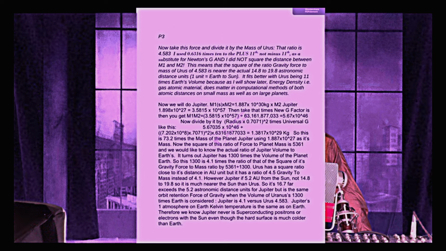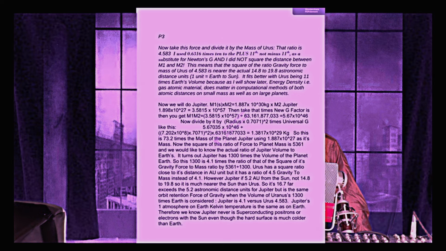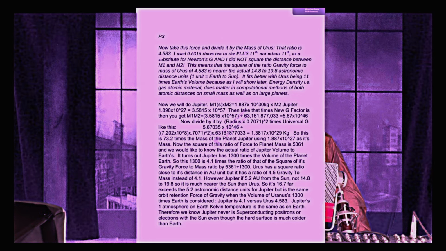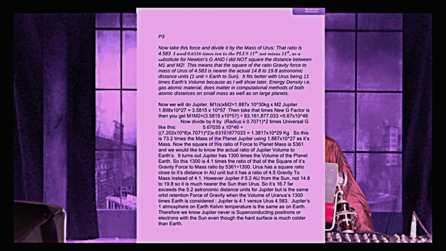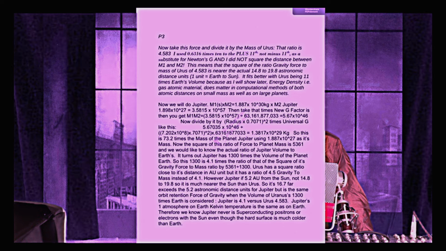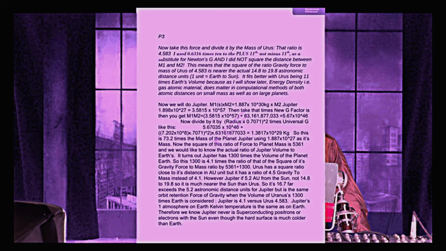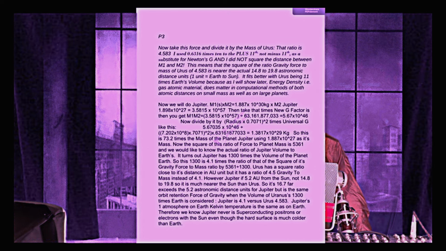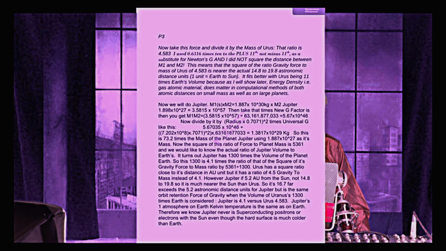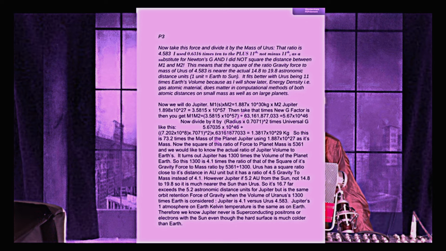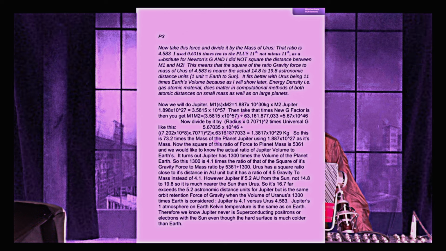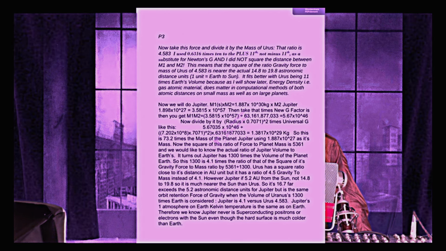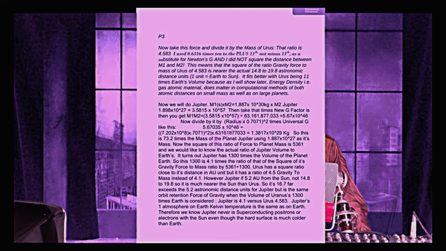Jupiter's atmosphere Kelvin temperature is the same as Earth. Therefore, we know that Jupiter never is superconducting positrons or electrons with the Sun, even though the hard surface is much colder than the Earth underneath the atmosphere. In fact, we can say that 4.582 squared divided by the quantity 14.8 AU plus 19.8 AU, divided by 2, equals 1.20213 of the Earth's force to mass squared to distance metric.